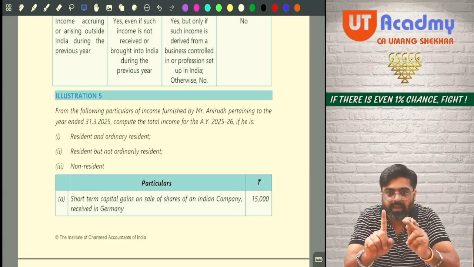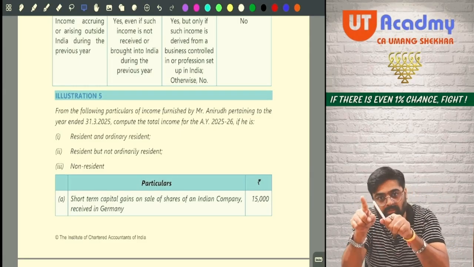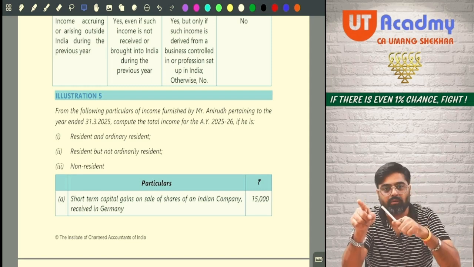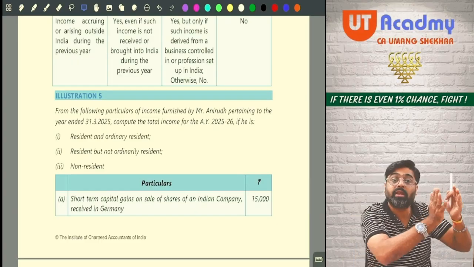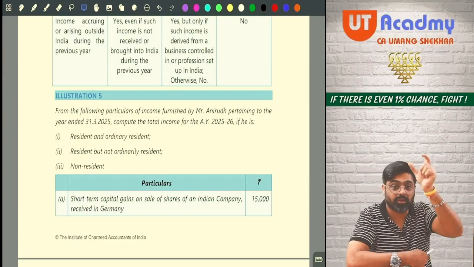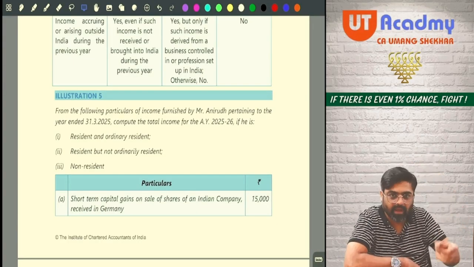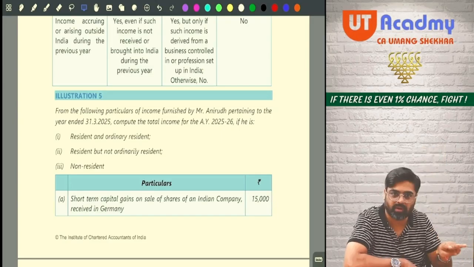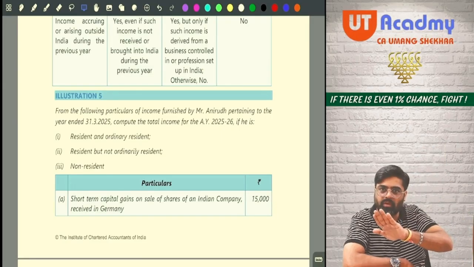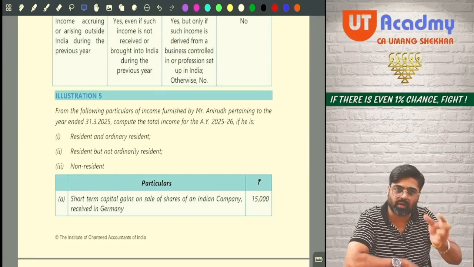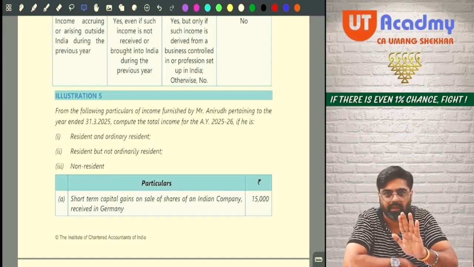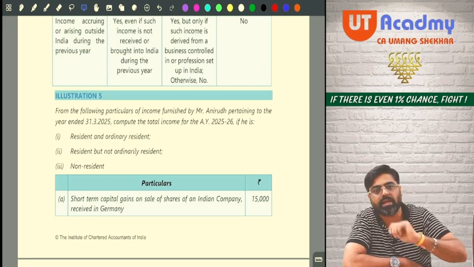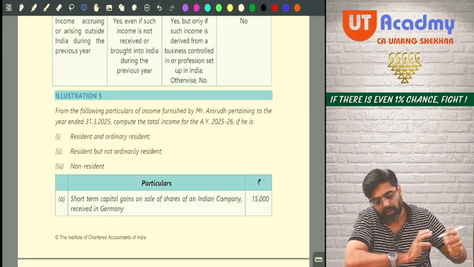Now we have to see that if this income is earned by Anirudh being ROR, whether that income will be taxable. If taxable, then we will make 3 columns. If Anirudh is ROR, RNOR and NR, 3 more columns. So one particulars column will be made and 3 more columns, ROR, RNOR and NR. Understanding? Now tell me, first income which he is earning.